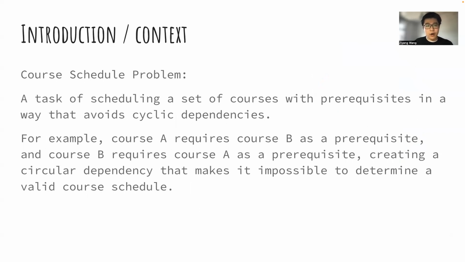So our project will focus mainly on the course schedule problem. It will try to solve the task of scheduling a set of courses with different prerequisites, in a way that avoids cyclic dependencies. For example, if course A requires course B as a prerequisite, and course B requires course A as a prerequisite, it will be impossible for us to determine a valid course schedule because it will cause a circular dependency problem. Next, please.